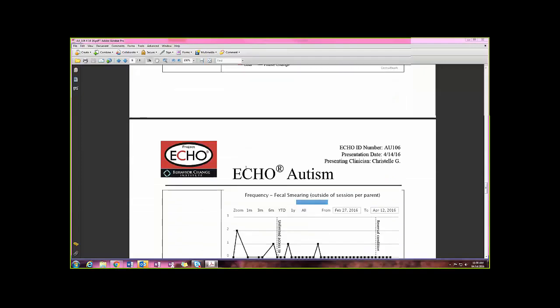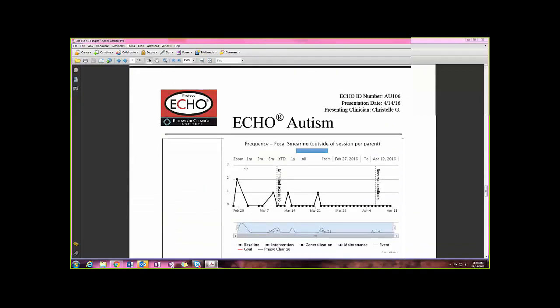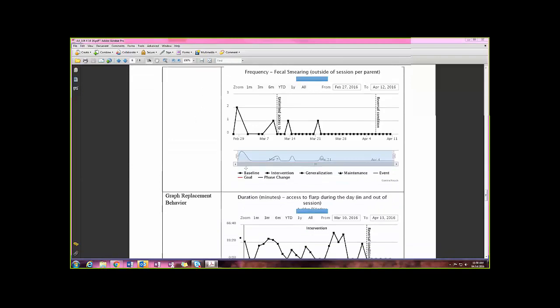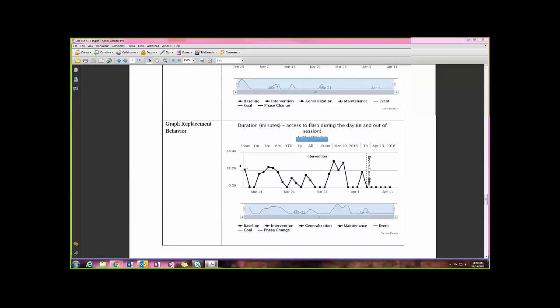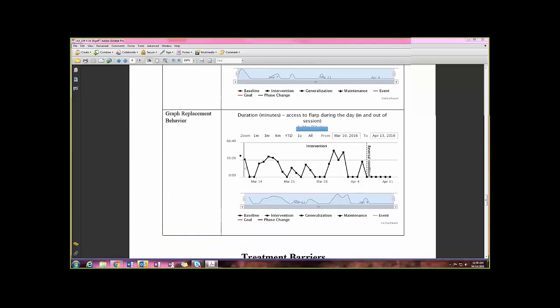The next graph shows a little bit of the access to FLARP during the day. At the beginning, he was using it for about half an hour or so. The days where we see no access to FLARP are days that he enjoys being outdoors. So there were times when FLARP was offered, but he was playing outside and he would much rather not go inside, so he wouldn't engage in the use of FLARP at all. And now, since we went back to no intervention, there hasn't been any access to FLARP.